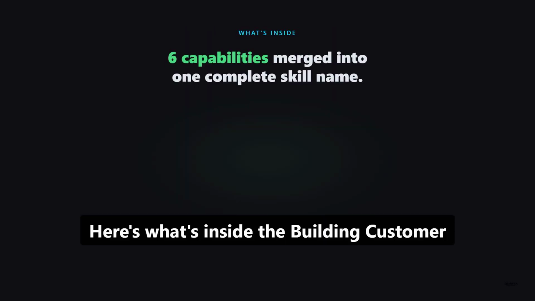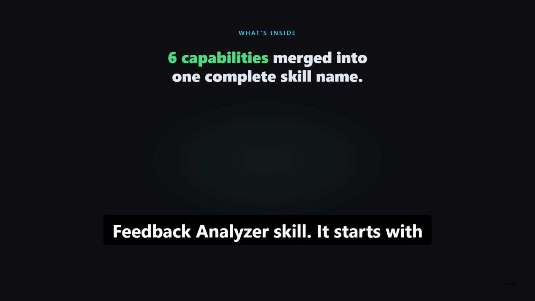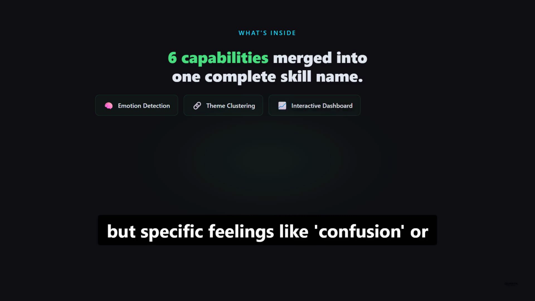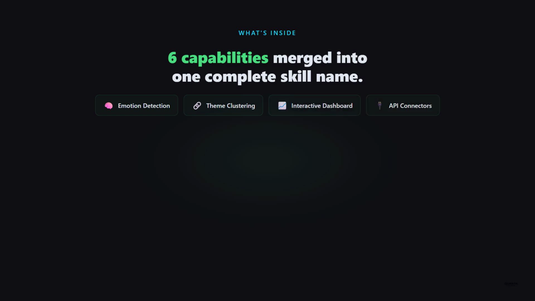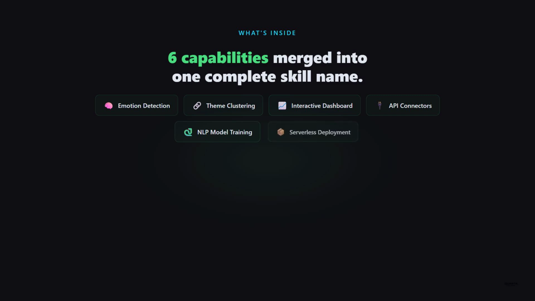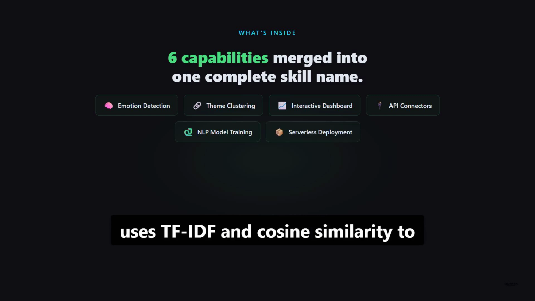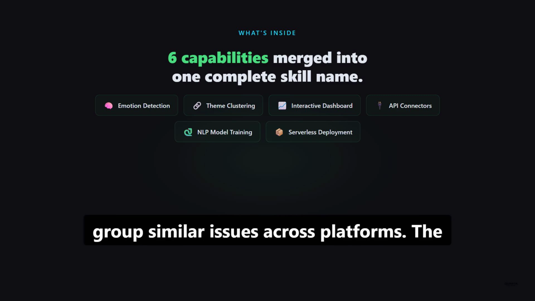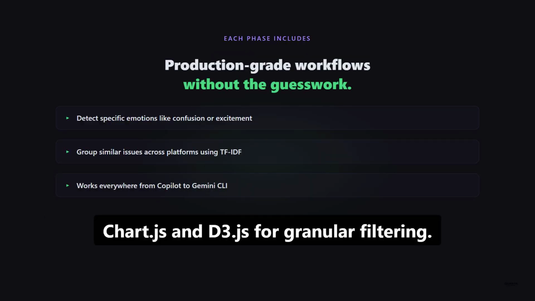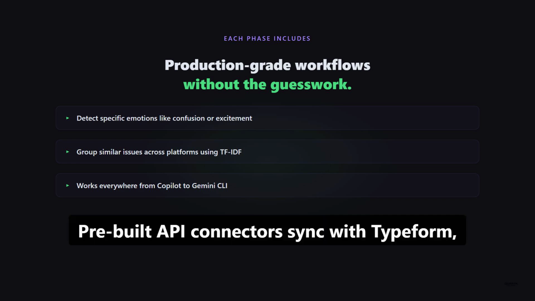Here's what's inside the Building Customer Feedback Analyzer skill. It starts with emotion detection, not just positive, negative, but specific feelings like confusion or excitement in user comments. Theme clustering uses TF IDF and cosine similarity to group similar issues across platforms. The dashboard offers drag and drop widgets built with Chart.js and D3.js for granular filtering.